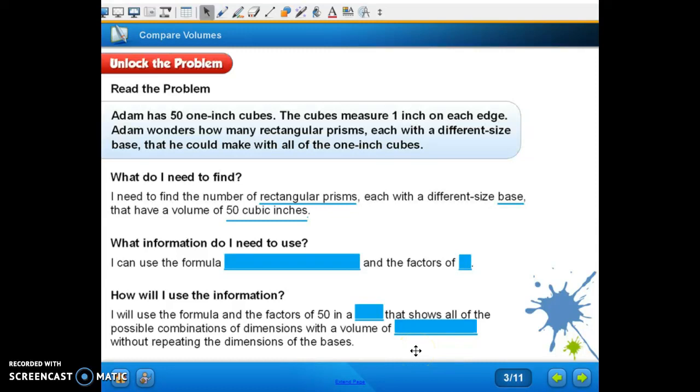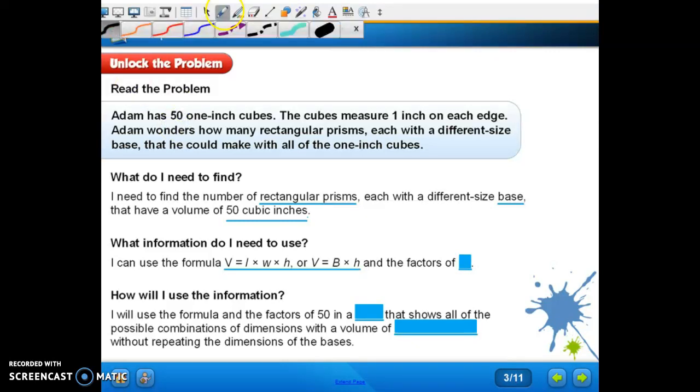I can use the formula. What's our volume formula? Volume equals length times width times height. Very good. Or volume equals base times height. And what do we know? What is our volume going to be? 50.